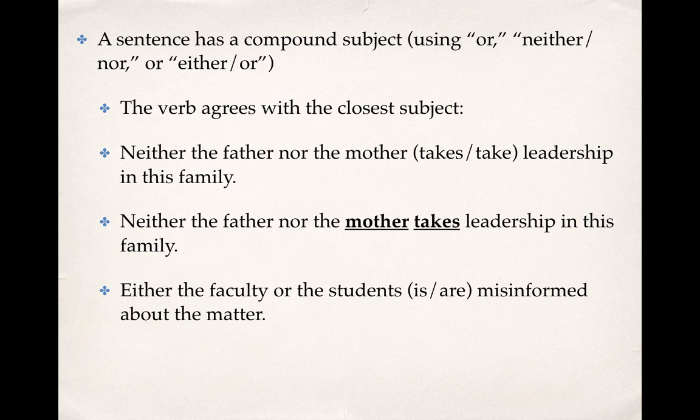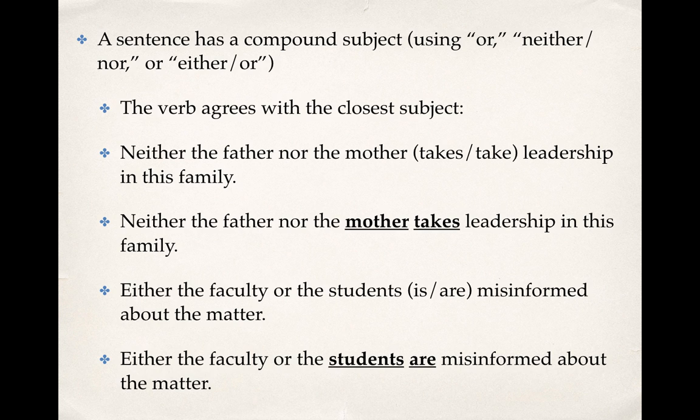So just in your head, try and cross out that first part and look at the second part. You would say students are misinformed, and that would be the correct choice. So when you have that either or, neither nor, or even just two words joined by or, you are going to go with the subject that is closest to the verb.